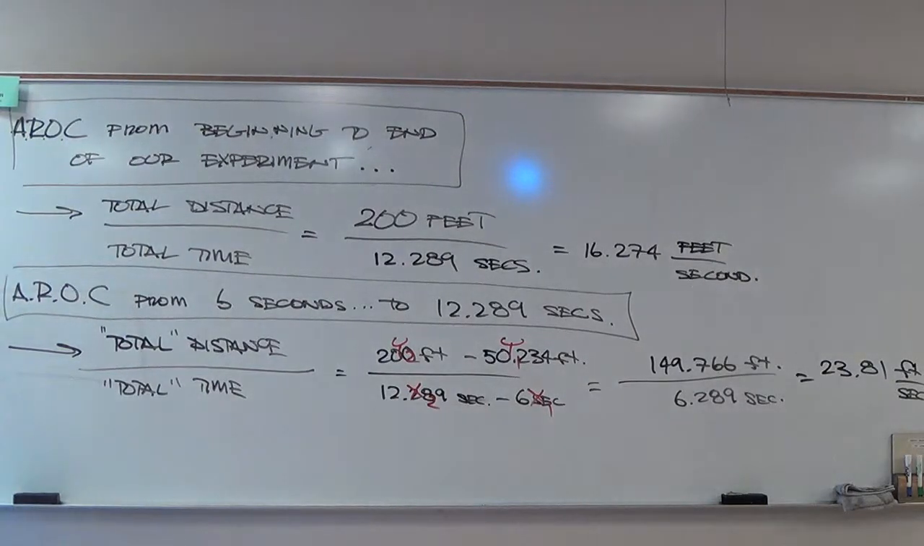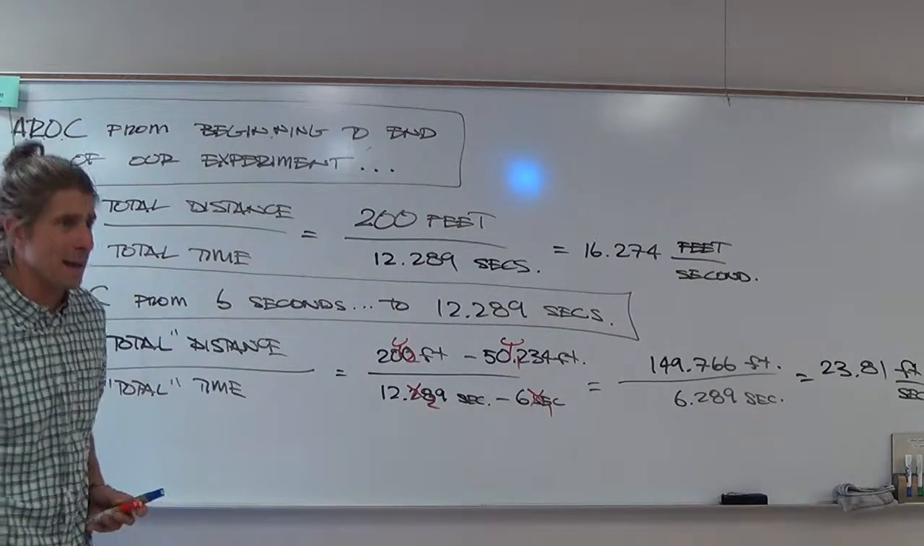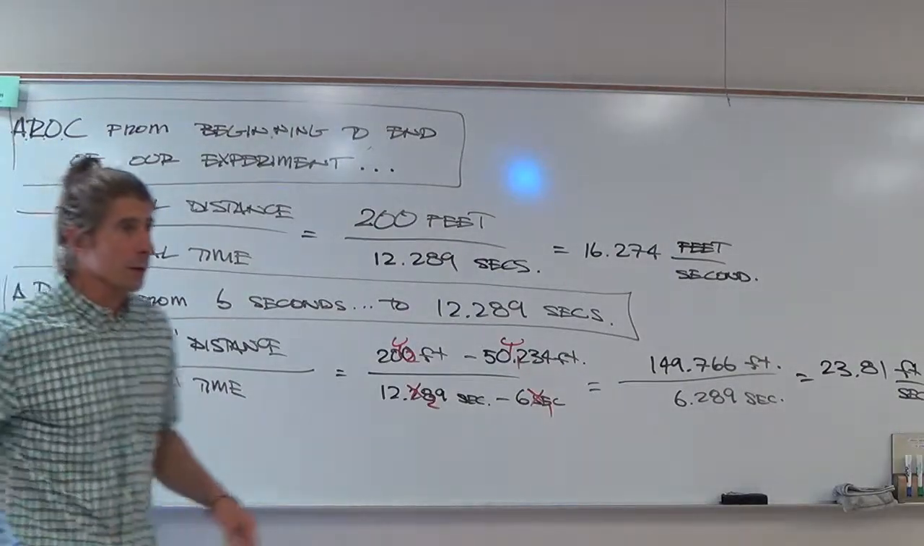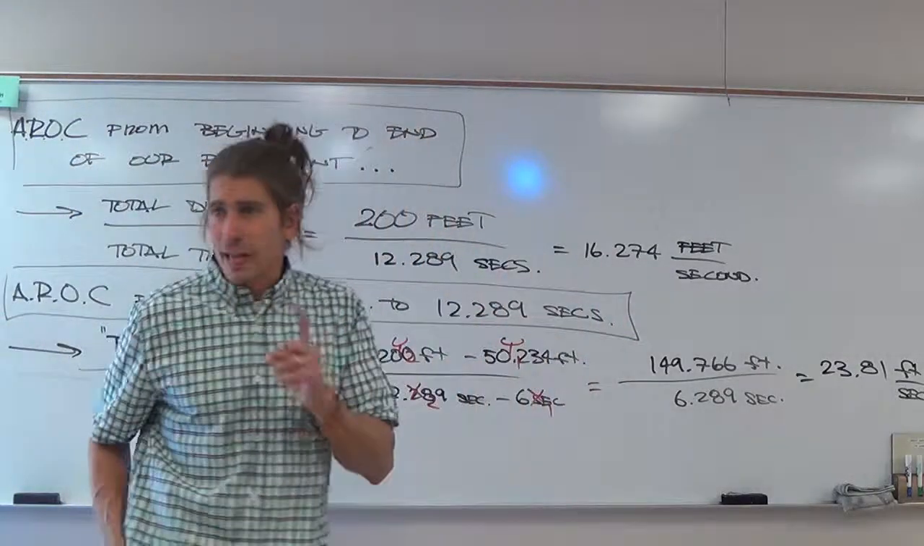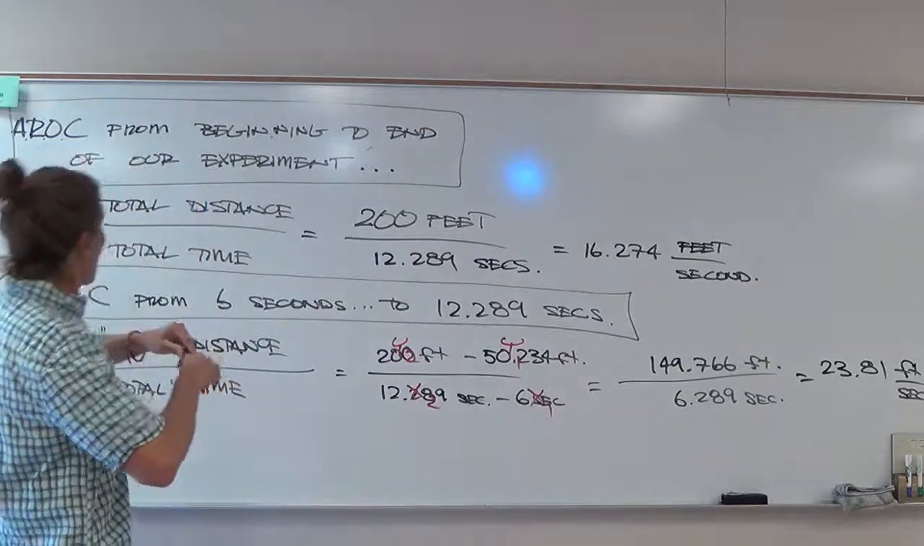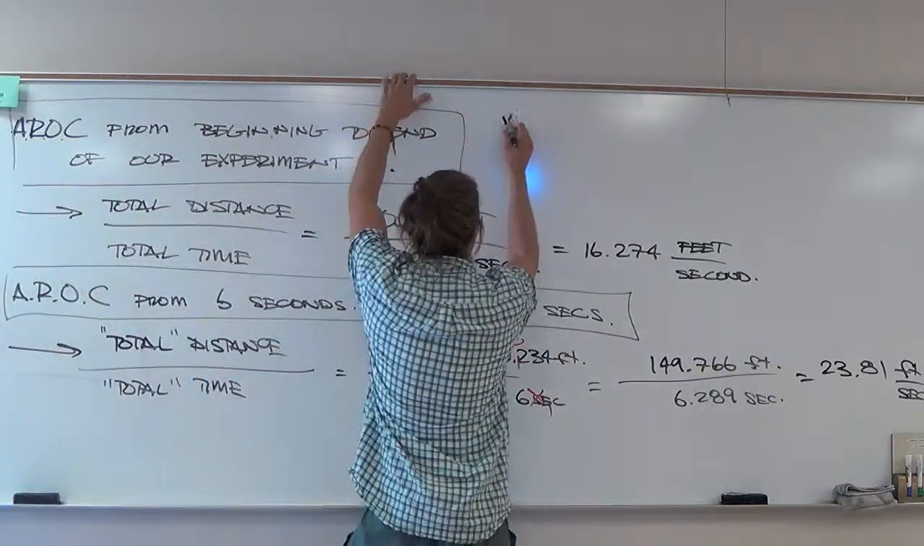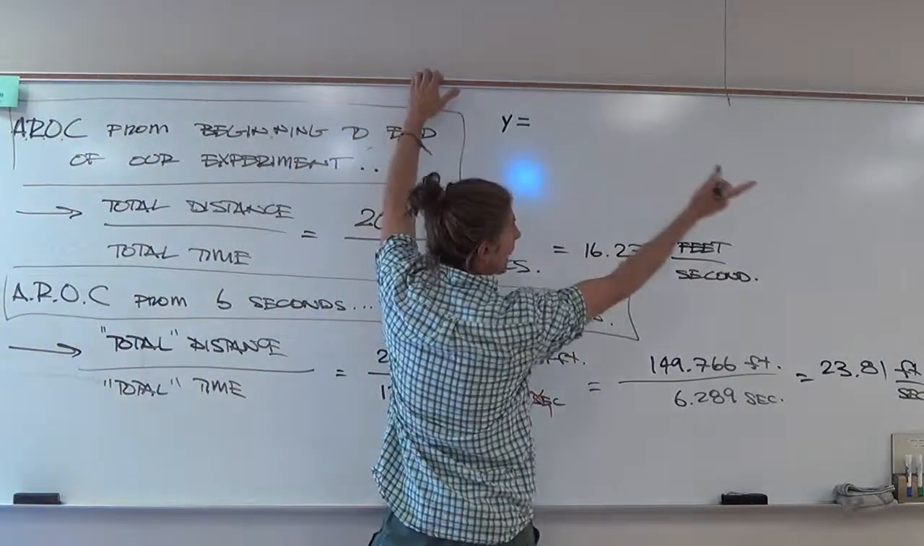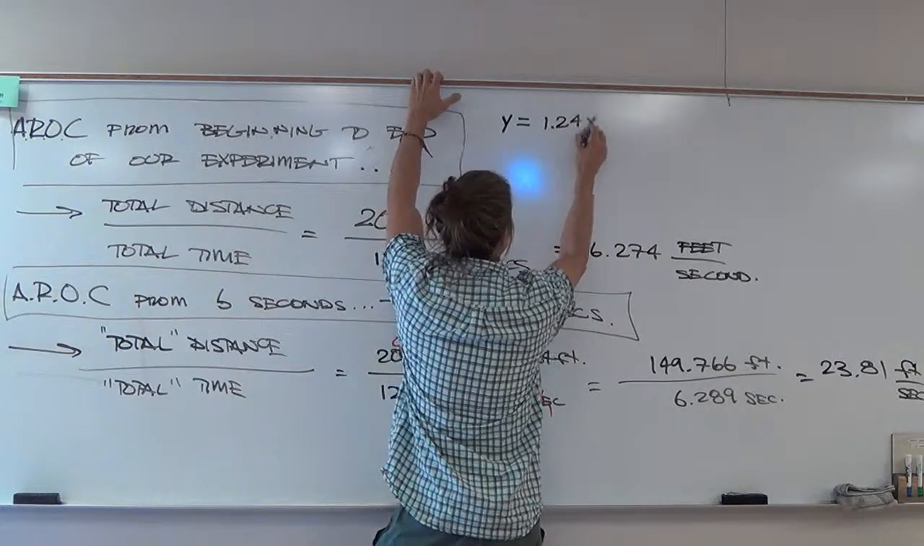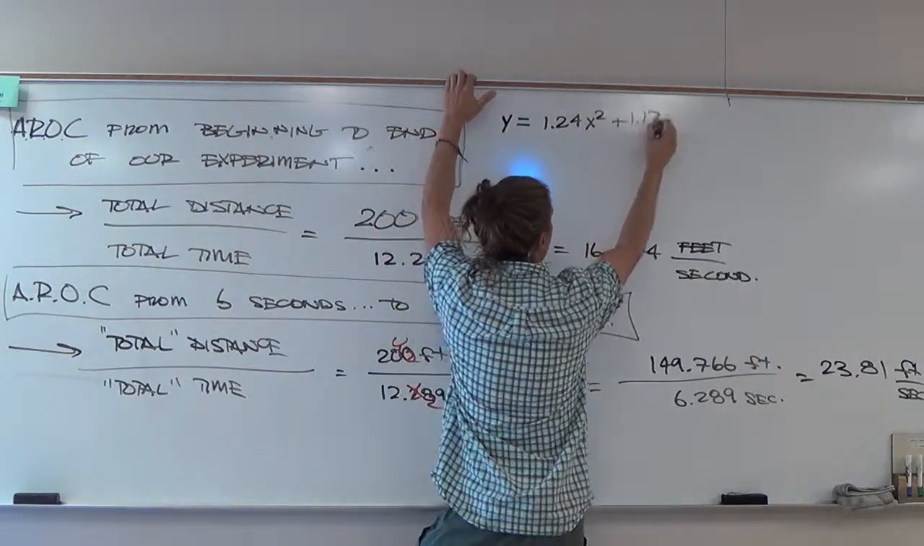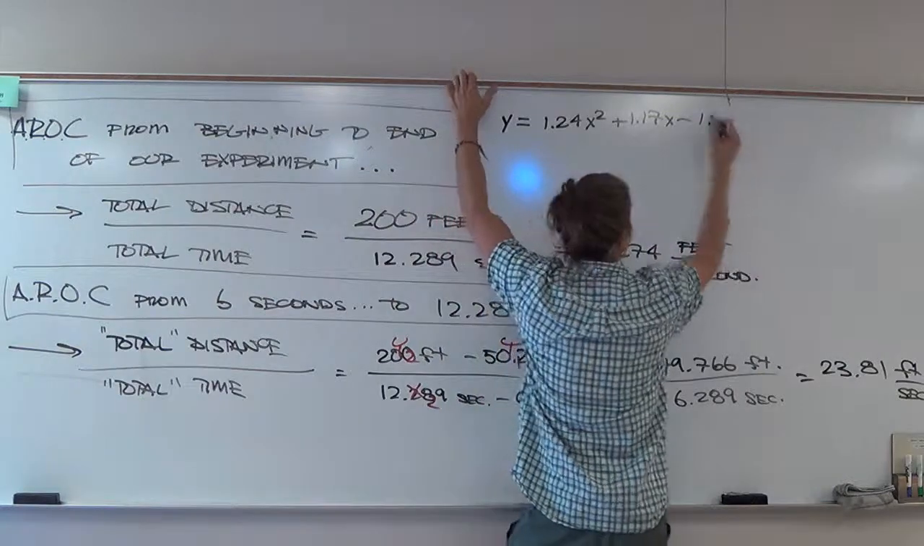Is that fair? Okay. Now, you could also write it with function notation. Now, I don't know how much of this you guys remember. Function notation is another way of looking at this. Once you have an equation, y equals 1.24x squared plus 1.17x minus 1.35.